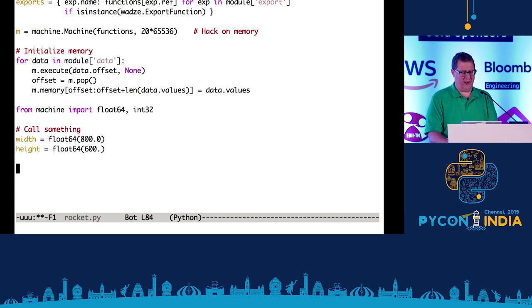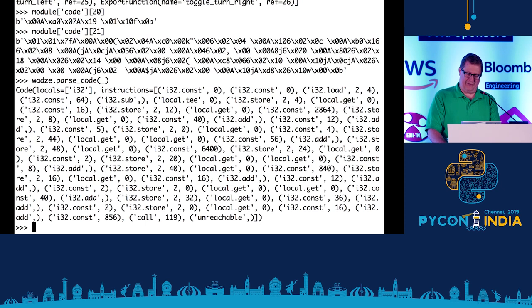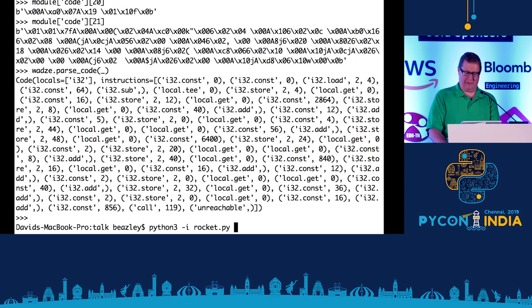Let me just import the types here. What I should be able to do is basically just call the export table and pass it the width and the height and basically have some kind of prayer that this is gonna work. So what is happening is that it's gonna try to call this, there's a resize function in Rust. That's written in Rust, by the way. And we're just gonna see if it works. I mean, if this works, this will be a miracle, but we'll see if it works.